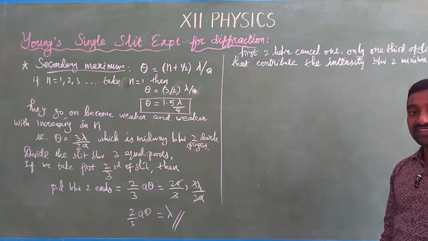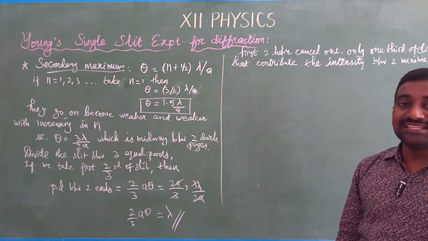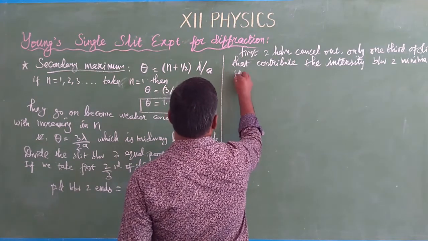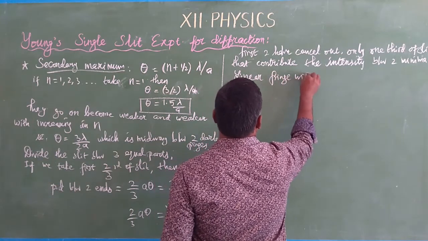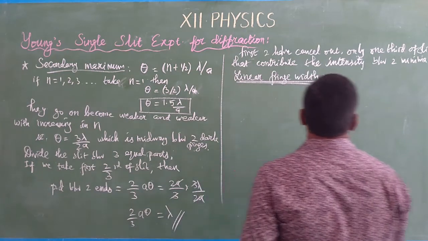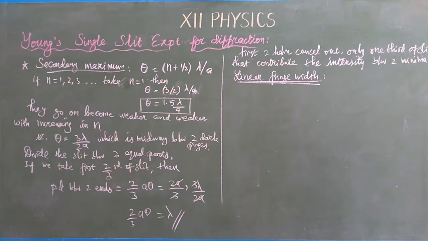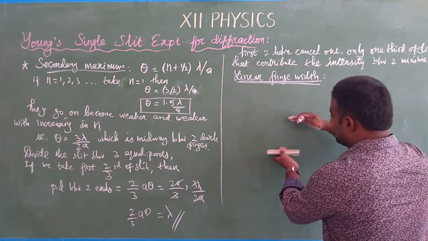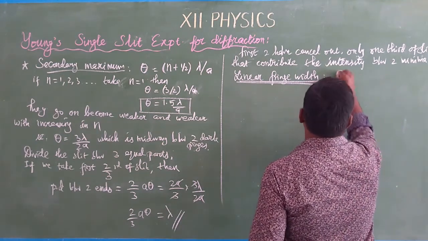Already we have seen in Young's double slit, the first one is the linear fringe width, the second one is the angular fringe width. So now we are going to find the linear fringe width. What is the linear fringe width? It is the distance between secondary minima on either side of C. C is the center, the very bright maximum, and on either side of it is the distance between the secondary minima.